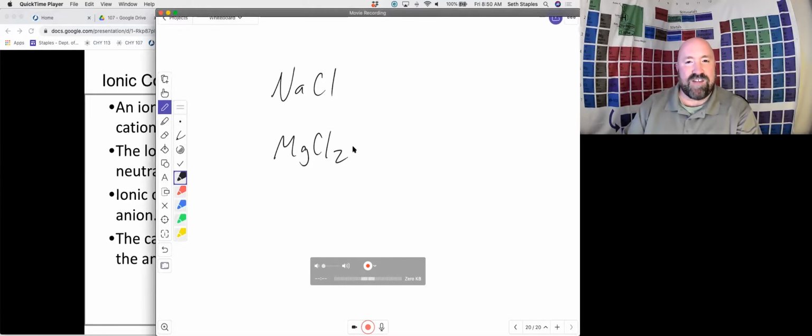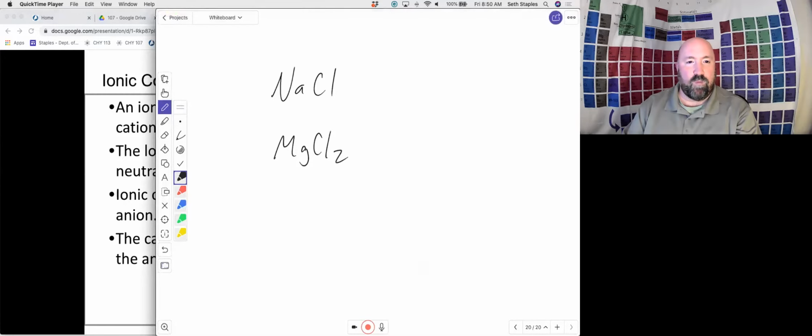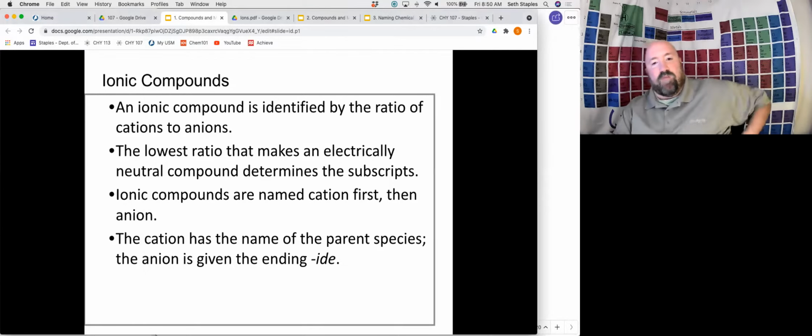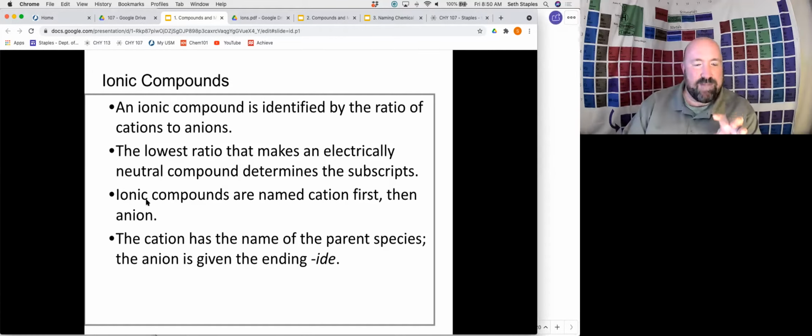What we're going to look at is how we figure out what these formulas are, how we find what those actual subscripts are. We'll talk about the naming in another lecture.